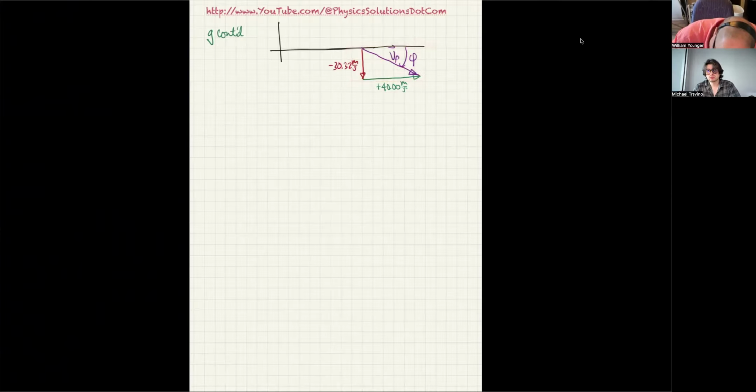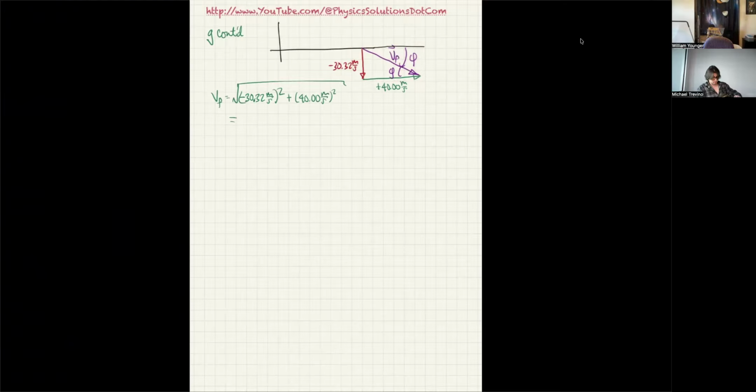So that angle VF is the same as this angle right there. Okay, so I'm calling it phi. So now I can go ahead and compute that V final is equal to the square root of 30.32 meters per second. Now, technically that's negative, but we're going to square it so it don't matter. Plus 40.00 meters per second squared there as well.